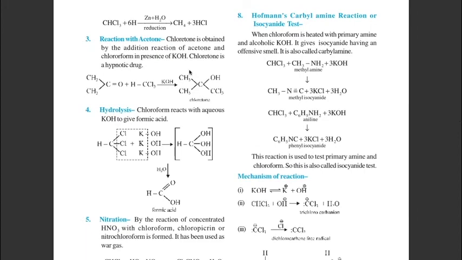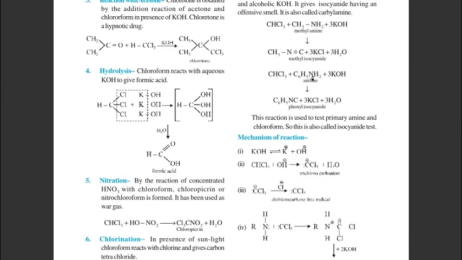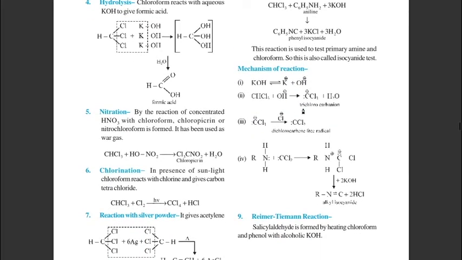Eighth is Hofmann's carbylamine reaction or isocyanide test. When chloroform is heated with primary amine and alcoholic potassium hydroxide, it gives isocyanide having an offensive smell. It is also called carbylamine. Similarly, when chloroform is treated with aniline, aminobenzene, the same reaction takes place, and in this case we get phenyl isocyanide. This reaction is used to test primary amines and chloroform, so this is called the isocyanide test.